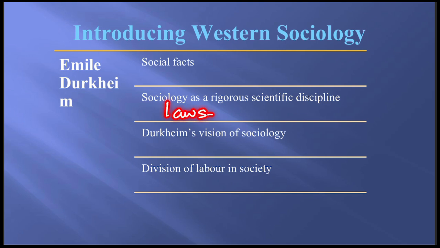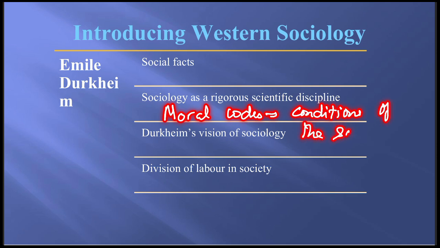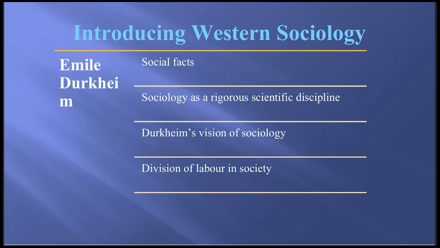Since moral codes were manifestations of particular social conditions, the morality appropriate for one society would be inappropriate for the other. So, for Durkheim, the prevailing social conditions could be deduced from the moral codes, and this made sociology like the natural sciences. Now, let's look at Durkheim's vision of sociology.